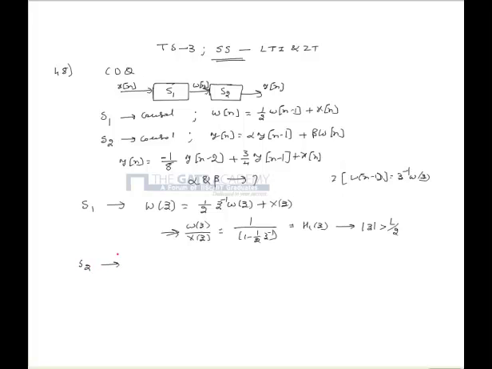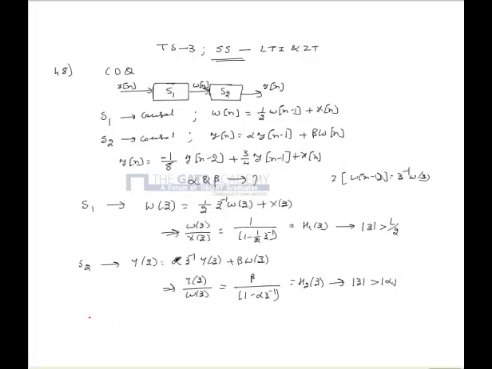Similarly, for the system S2, the system function can be obtained as Y of z is equal to alpha z inverse Y of z plus beta W of z. Upon simplification, Y of z by W of z is equal to beta divided by 1 minus alpha z inverse. This is equal to H2 of z, meaning the system function of system 2, and the ROC of this system is given as modulus z greater than modulus alpha.